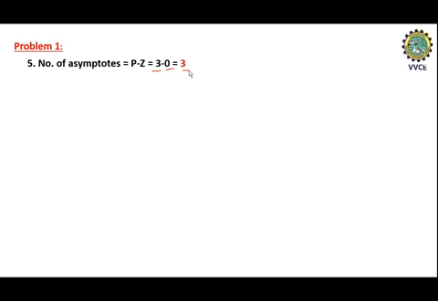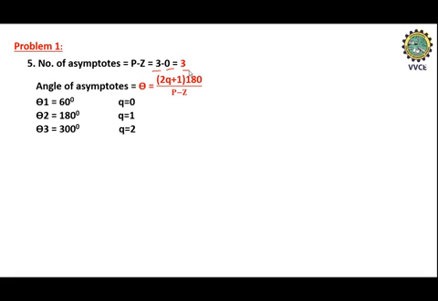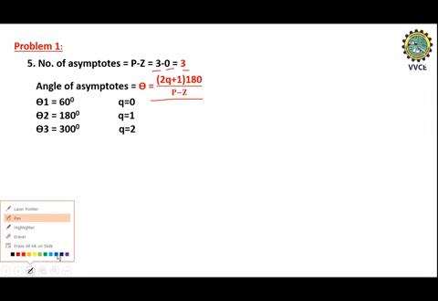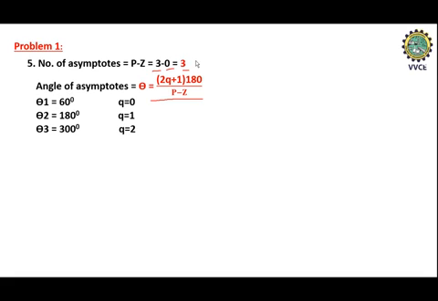So you have 3 infinite branches in the current root locus, but you don't know the direction of each branch. In order to find the direction of the infinite branches, you need to find the angle of asymptotes. The equation to find the angle of asymptotes is (2q plus 1) into 180 degrees divided by p minus z. First substitute q equal to 0, and you get 60 degrees, 180 degrees, 300 degrees. So the total number of asymptotes is 3, and you need to find 3 directions.